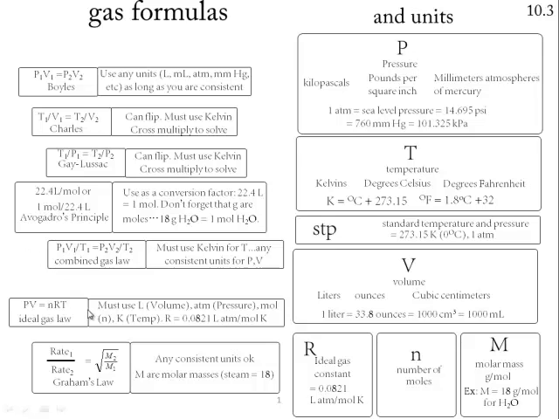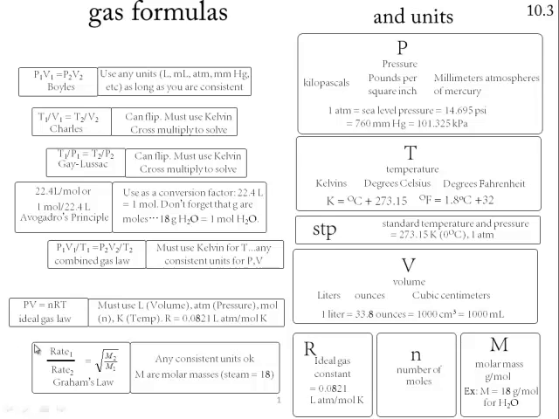Ideal gas law, PV equals nRT. The pressure of a system times the volume of a system that contains gases is equal to the number of moles times a constant, which happens to be 0.0821 liter atmosphere over mole Kelvin times the temperature. For all of these, it's very important to note, you must use Kelvin for temperature. You'll notice that that is written there throughout.